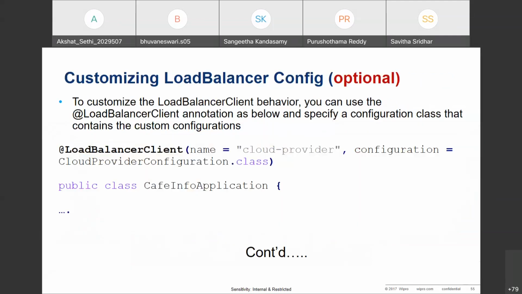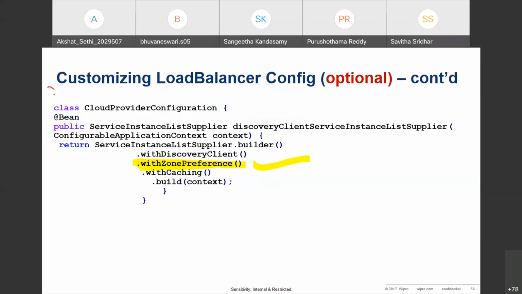Optionally, only if your intention was to change the load balancer configurations and algorithms, then you can use this, which is optional. You can set the @LoadBalancerClient annotation on your main application class. Provide the name of your configuration class here. And in the configuration, this is the continuation of the third step. In your configuration class, you can create an object of ServiceInstanceListSupplier, make your changes if required, all that you can do here. Guys, are you all with me?